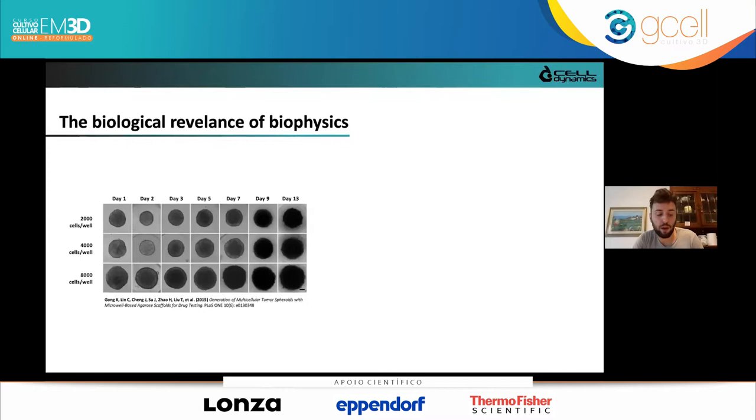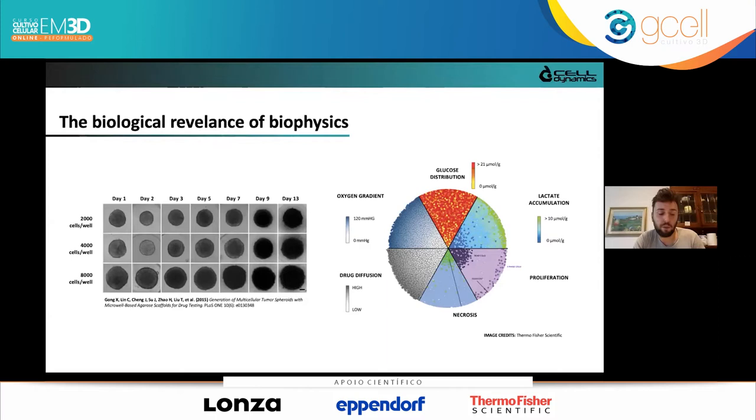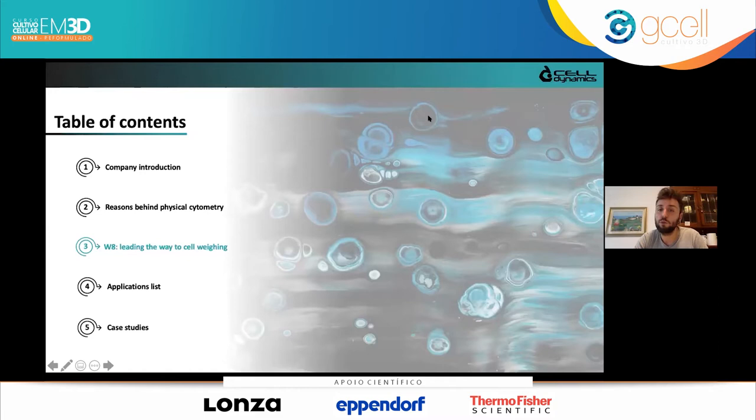Besides, biophysics comprises also biological relevance, because as you know, the size and the compactness of these spheroids also influence the diffusion gradients of oxygen and nutrients, and may also alter the drug penetration. Okay, so in conclusion, for all these reasons, measuring physical parameters is definitely worth the time and the effort. And this is the solution we are proposing.